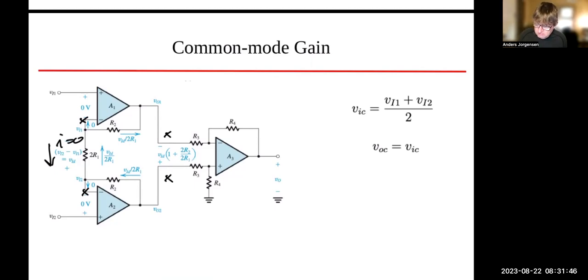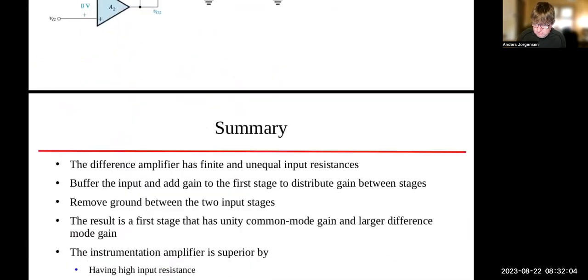So this is what we call the common mode here, the average of the 2 input voltages. That common mode gets amplified by a unity gain. So what have we accomplished here?